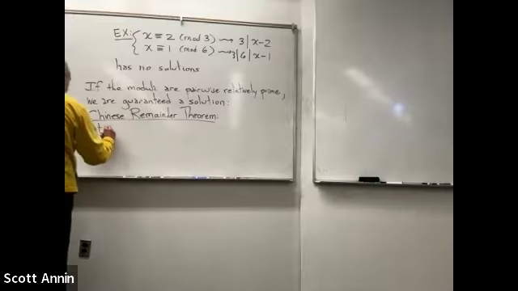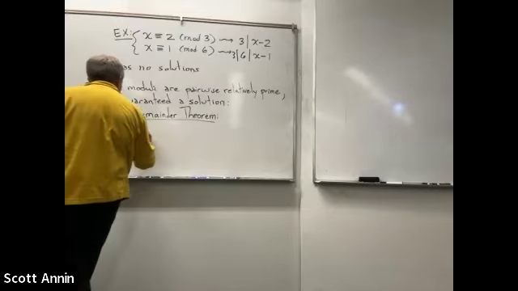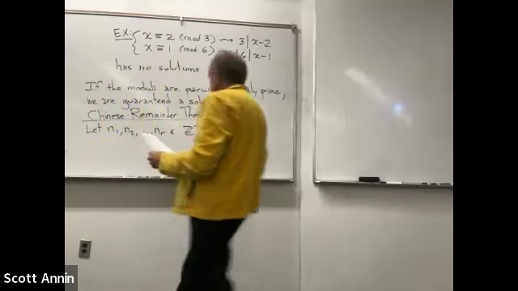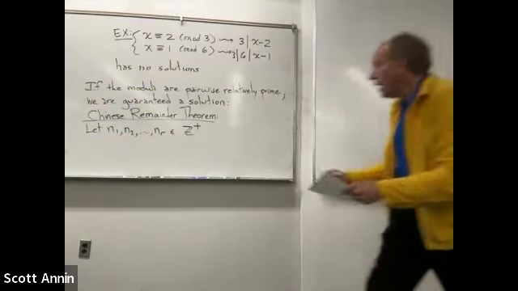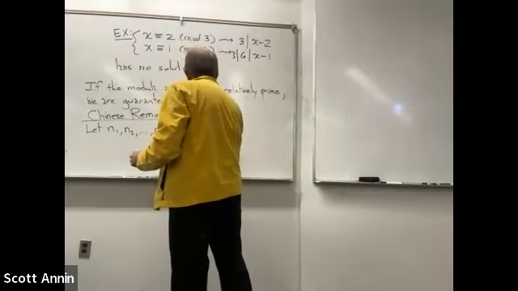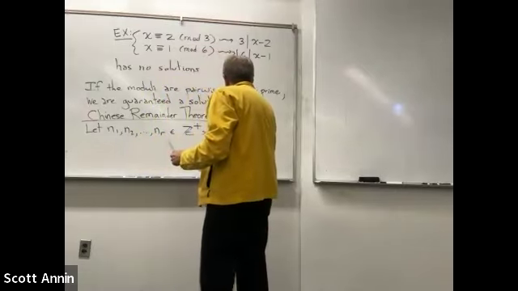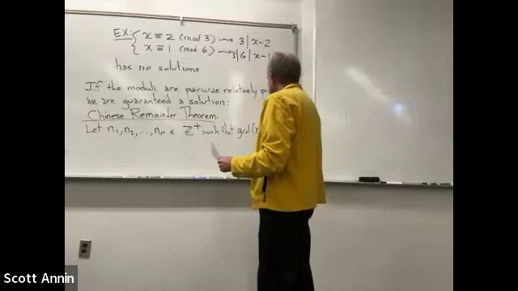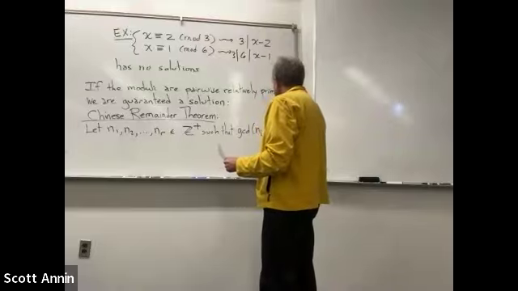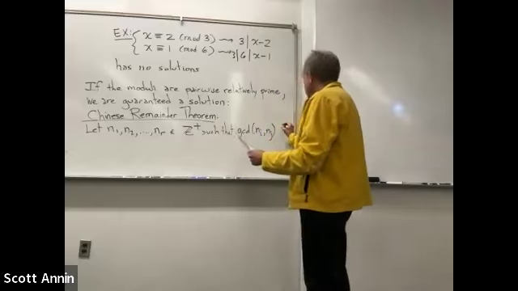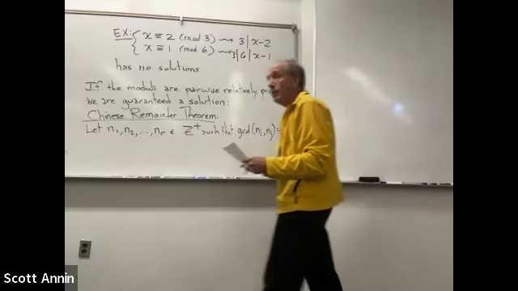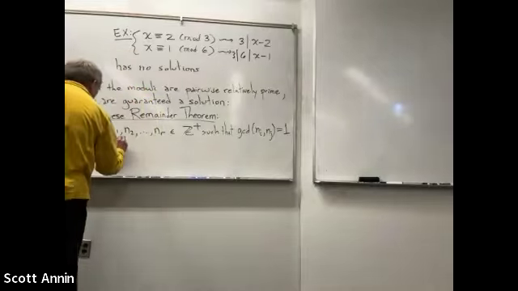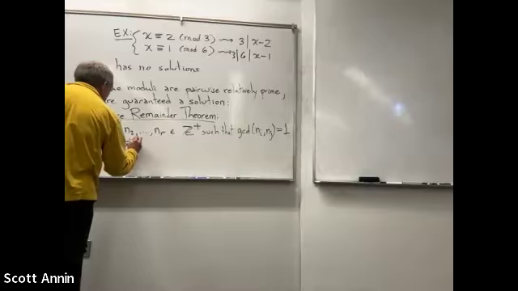Let n1, n2, up to nr be positive integers such that the gcd of ni and nj is equal to 1 for all i not equal to j.